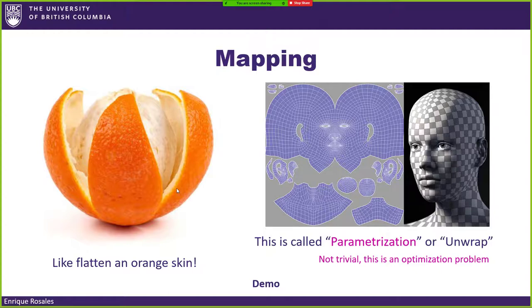So imagine that you need to do something like that. You take an orange, you cut the orange skin, and you want to flatten it. Do you think it's possible to flatten an orange skin? It's not possible. You will get bumps, or if it needs to be flat, you need to stretch it. You will need this skin from the orange to be a little bit flexible, maybe stretch it a little bit to be able to flatten it. And this is basically what you do when you do unwrapping.